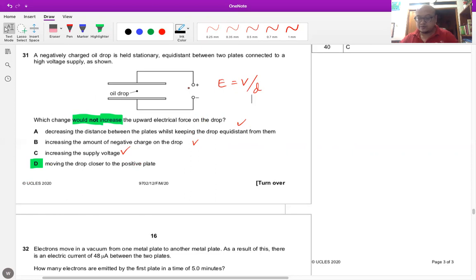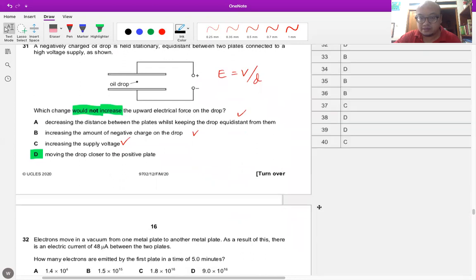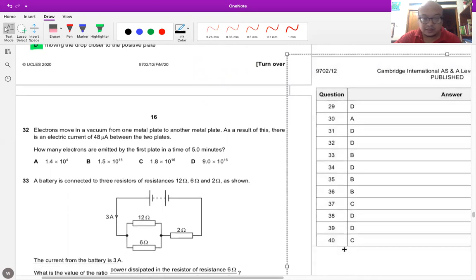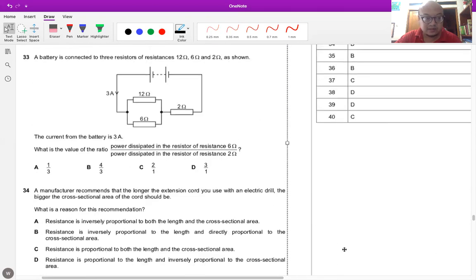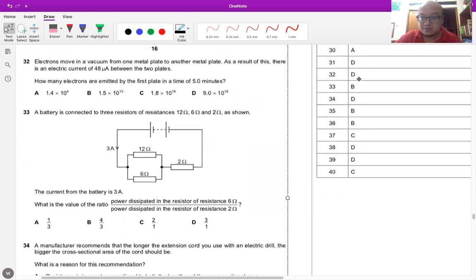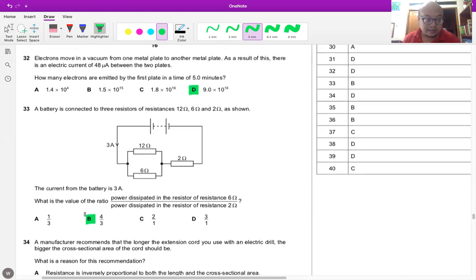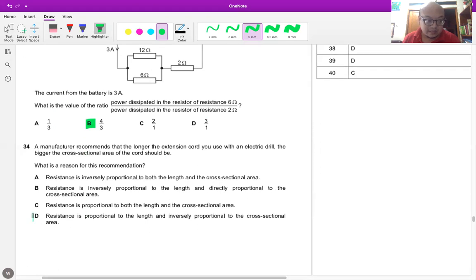Okay, now continue to 32, 33, until 40. We still have around 10 more numbers. We say about 32, 33, and 34. The answer starts from 32, DBD. I will highlight: 32 is D, and then B for 33, and 34 is D again.